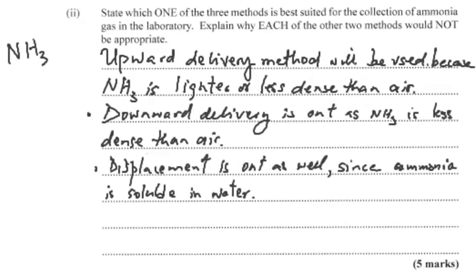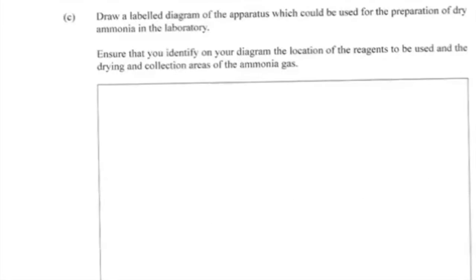That should give us our 5 marks. All right, so here we are asked to draw a labelled diagram of the apparatus which could be used for the preparation of dry ammonia in the lab. Ensure that you identify on your diagram the location of the reagents to be used and the drying and collection areas of the ammonia.